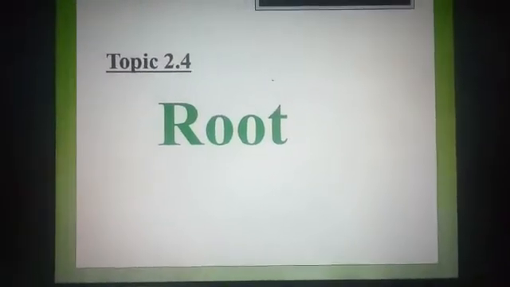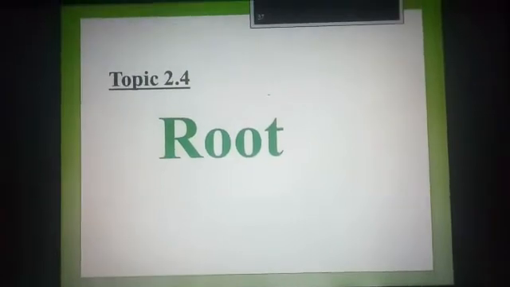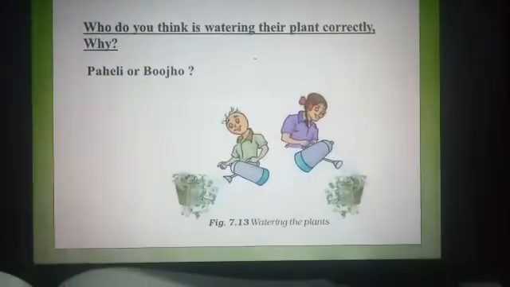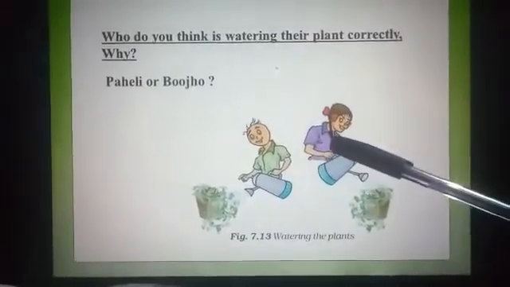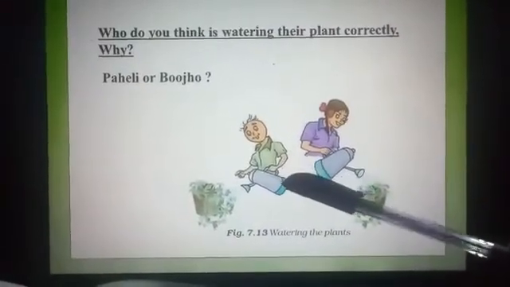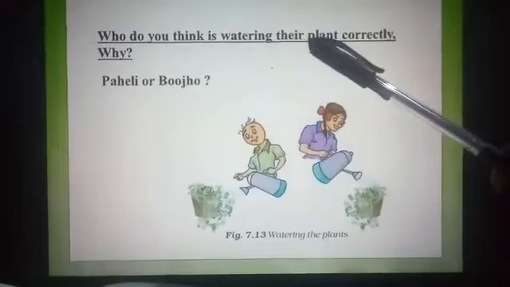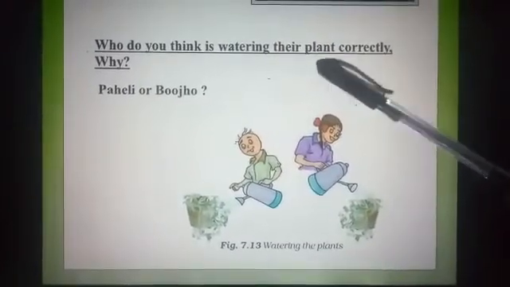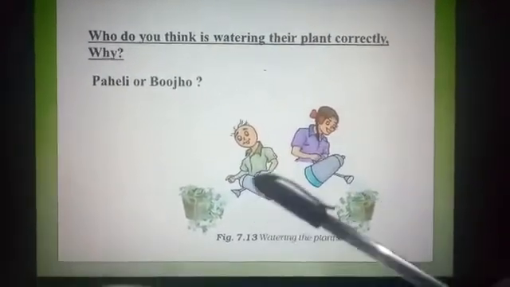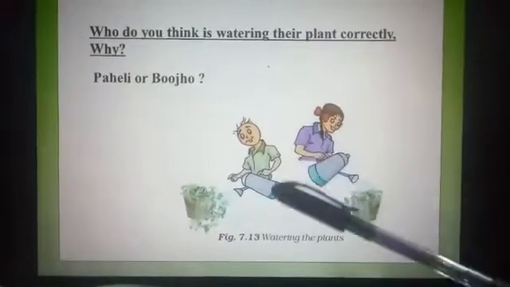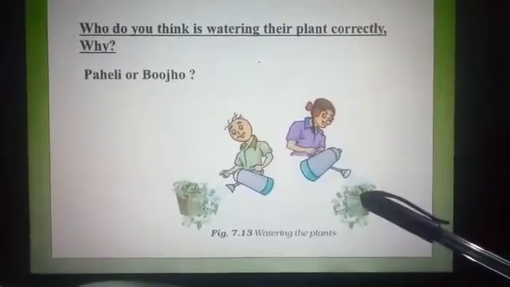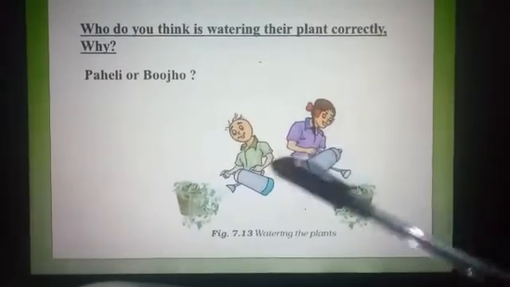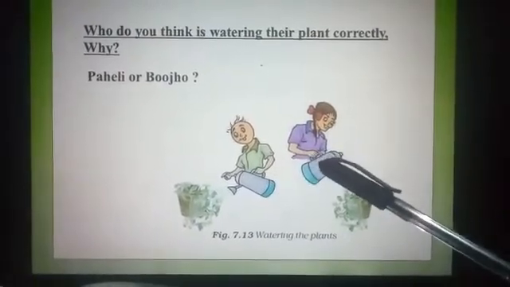Then the next topic we have is 2.4, root. Just look at the beautiful diagram here, with two familiar characters. One of them is Paheli, the other one is Bujho. The question for you is, who do you think is watering their plants correctly? Why? Both the boy and the girl are watering plants, and which one is doing it correctly? Naturally the girl, not the boy. What is the reason behind this?